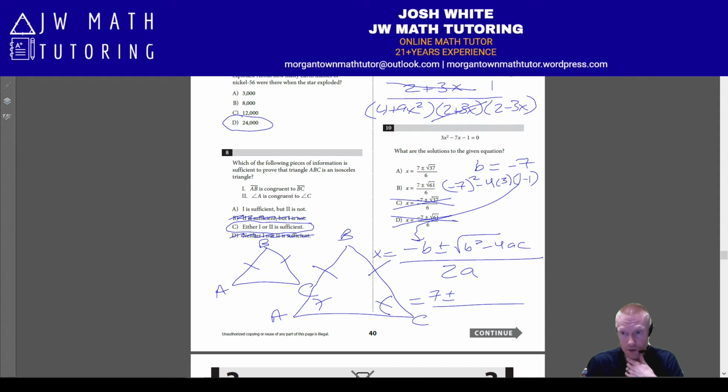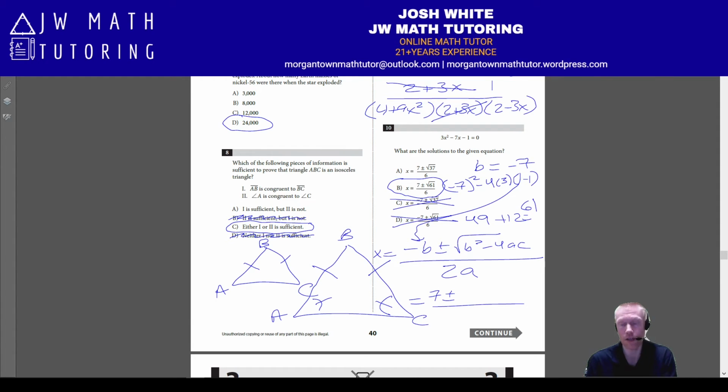Negative 7 squared is going to be positive 49. And then here, notice there are technically two negative signs. So when we multiply this whole thing out, it's going to be negative 4 times 3 is negative 12. Negative 12 times negative 1, positive 12. So we can add those two up, and it just turns out to be 61. Therefore, we know the correct answer is going to be letter B.